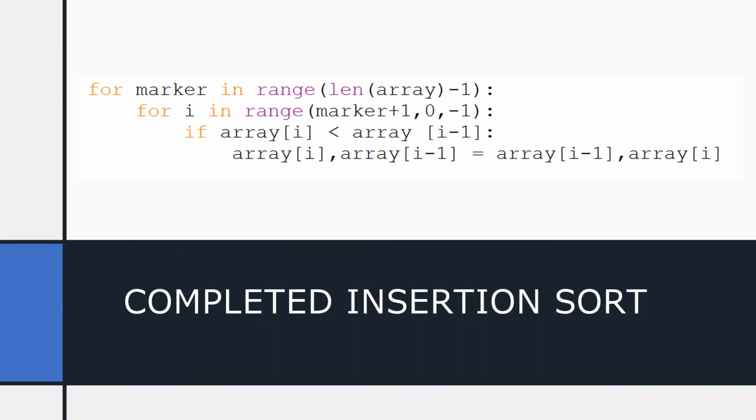There's the whole thing. So the marker is counting forwards to 1 before the end of the array. A second marker is counting backwards from that back to 0. And inside the second loop, we're comparing the value with the value before it. And if they're the wrong way round, we're swapping them. And that's the insertion sort. The only other line you'd have to write would be at the start, either to create or input the list that you want to sort.